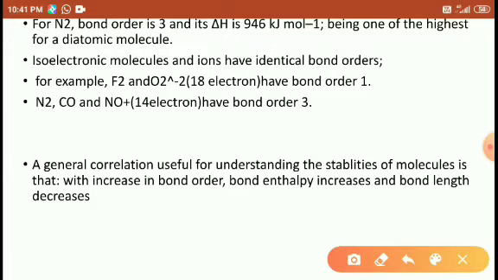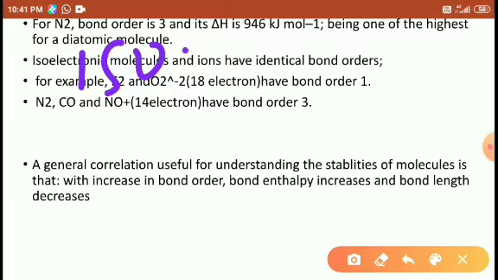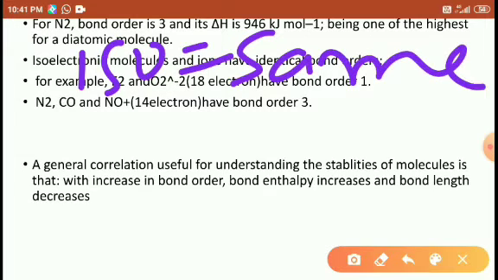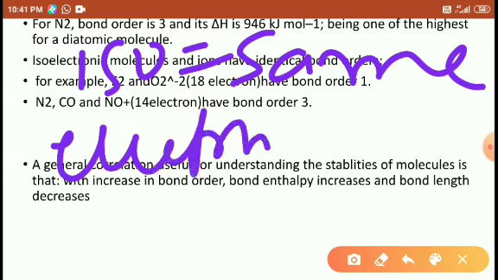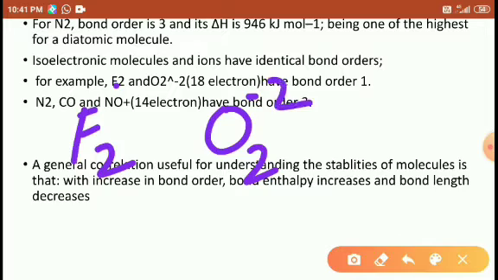But there are some isoelectronic molecules. Isoelectronic means elements or molecules having the same number of electrons. Or you may say different atoms having the same number of electrons are called isoelectronic. Right students? Iso means same, electronic means electrons, the same number of electrons. For example, I will tell you: F2 and O2 minus.